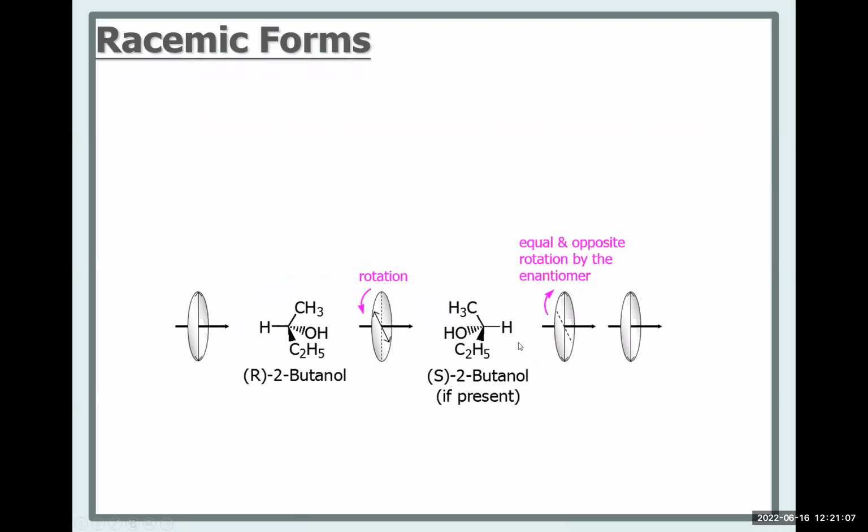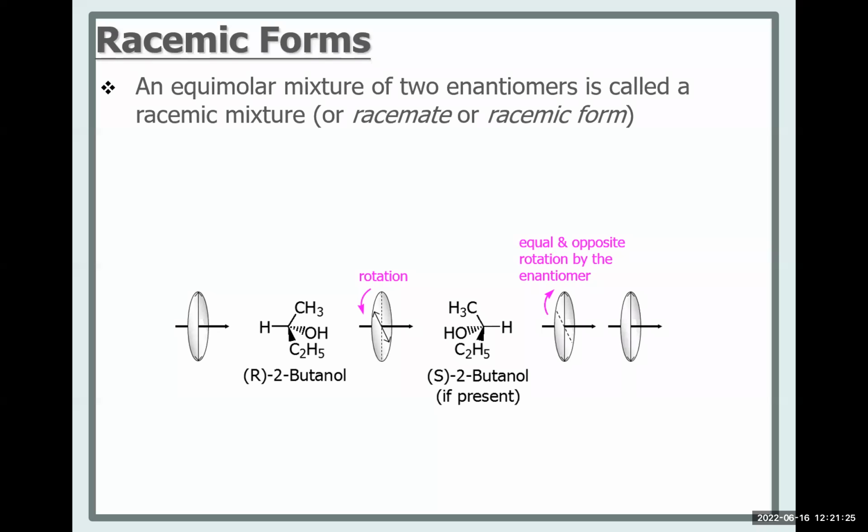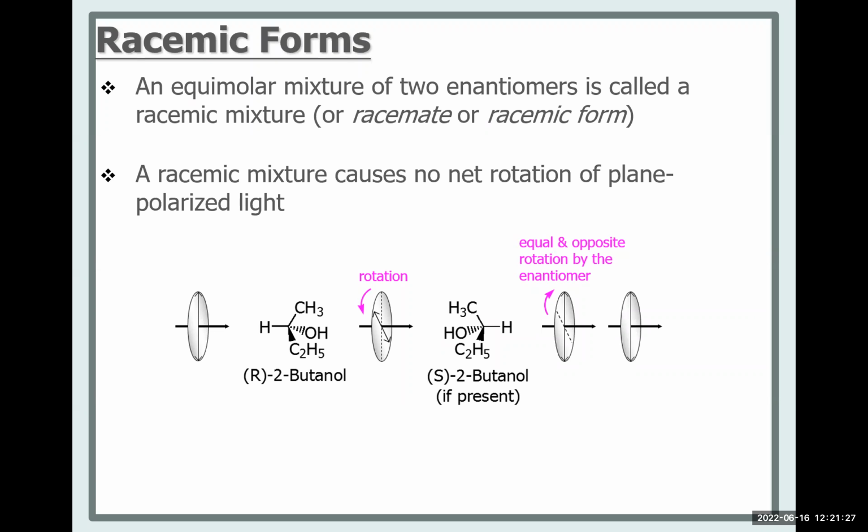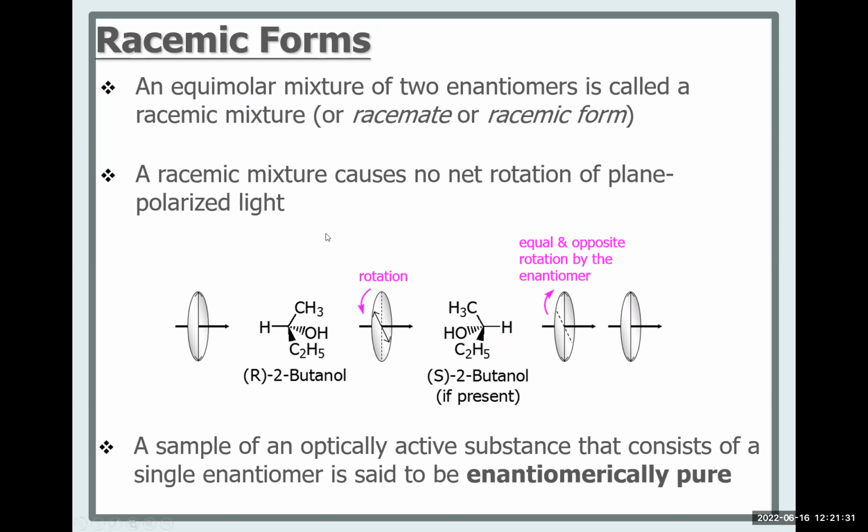This is the equation that you don't need to know. So here's the plane polarized light. It's passing through R-butanol. It'll rotate to the left. Passing through S, it'll rotate to the right. I picked left and right arbitrarily. It doesn't necessarily go one way or the other. It's not true that S is always left and R is always right. There's not a consistent thing like that. And if it's 50-50, nothing happens, no net rotation.